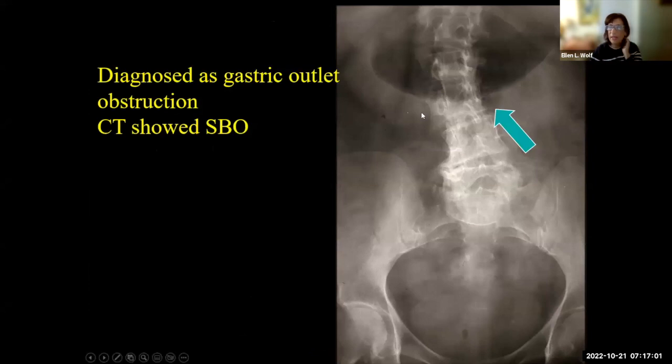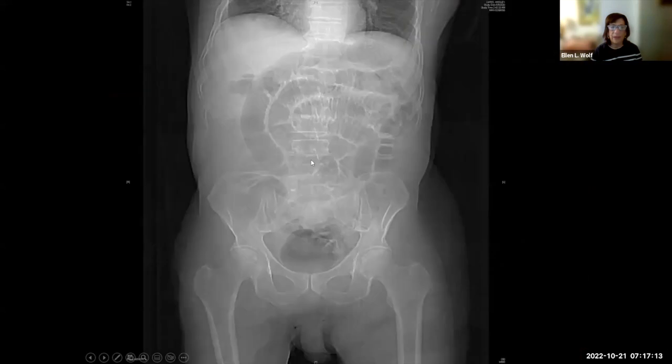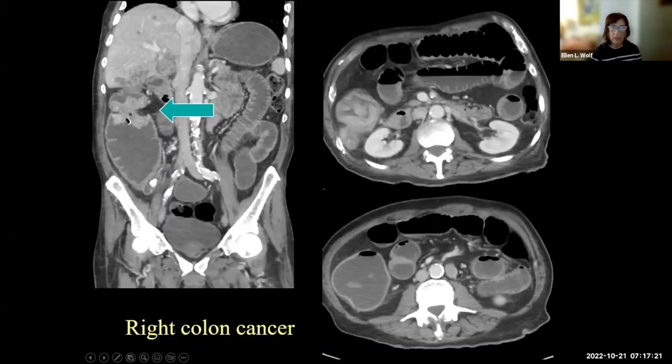They were diagnosed as having gastric outlet obstruction. So I would think that's certainly reasonable. However, CT showed small bowel obstruction. So again, another confusing case. This patient came in with lots of dilated loops of small bowel. They were thought to have small bowel obstruction. However, on CT, they had right colon cancer.